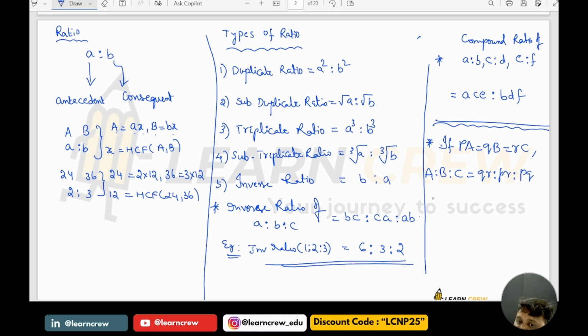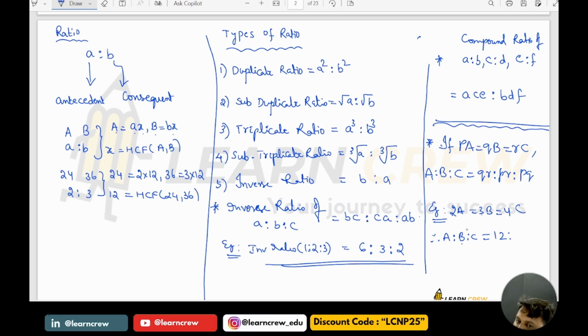Okay, for example, see how. 2A is equal to 3B is equal to 4C. Then what is the value of A is to B is to C? Beside A you have 2. You don't get 2, you will get 3 into 4, 12 for the first term.